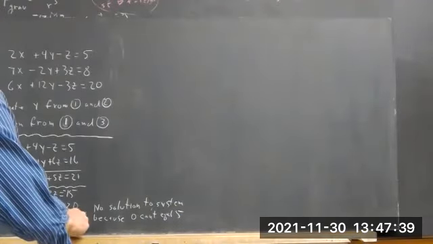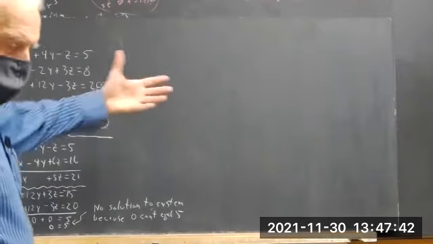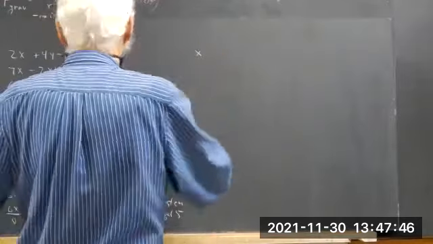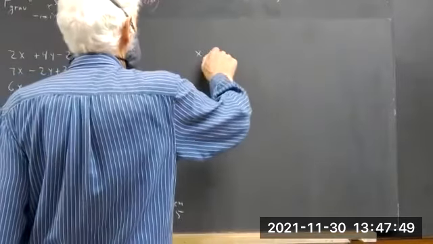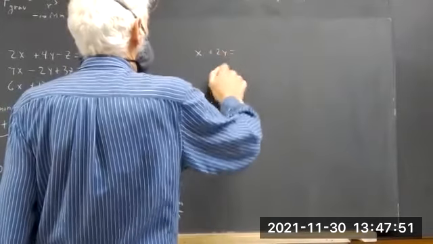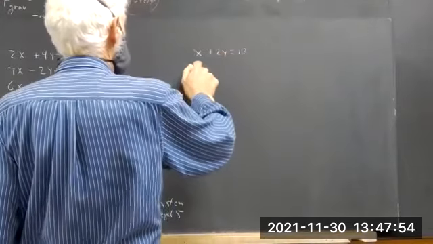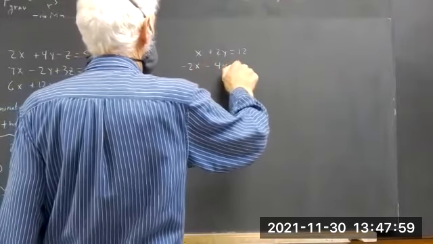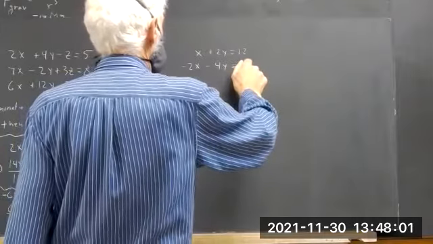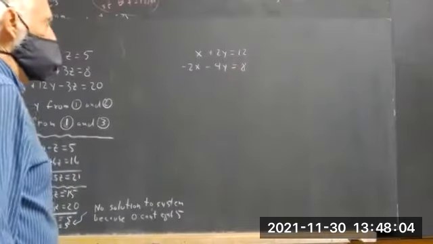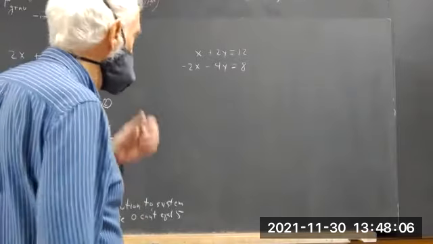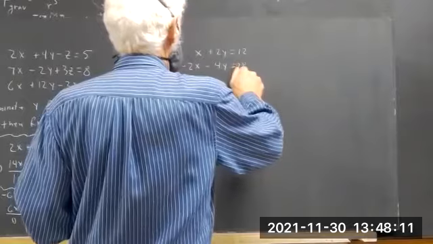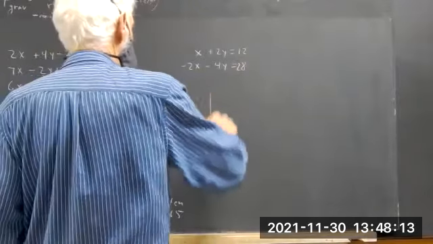Now, just to understand a little better what's going on here, let's go back to a system of two equations. So we have x plus 2y equals 12. Negative 2x minus 4y equals negative 28. See why I'm doing that. Just like you graph.